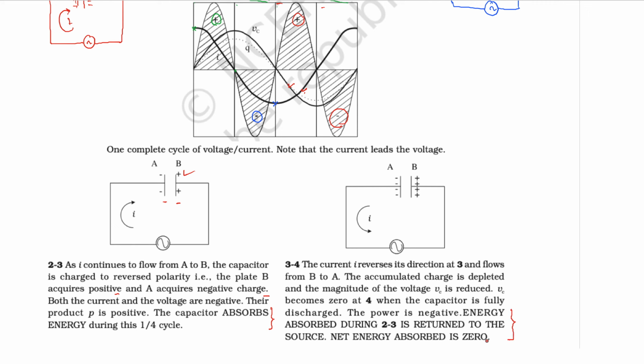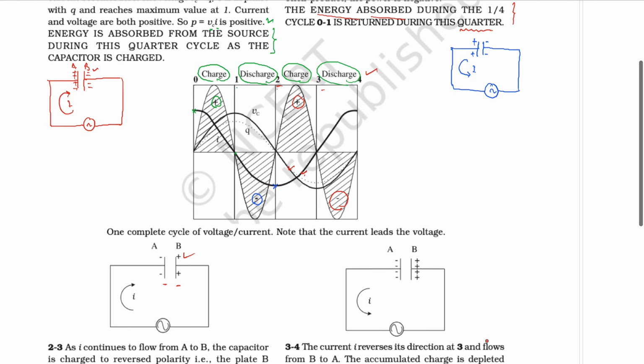So this is all about the variation of the voltage, current, charge, as well as the average power. This is the way these quantities vary in the case of charging and discharging of a capacitor.